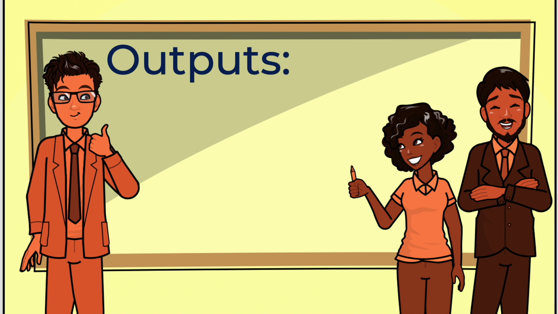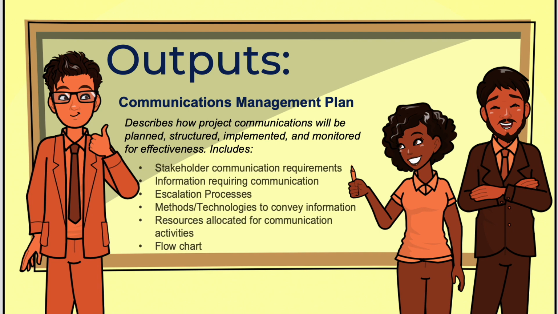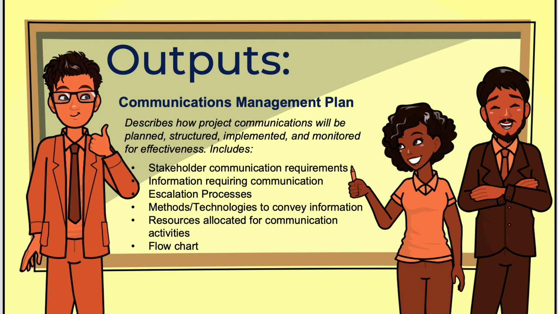One of the main outputs of plan communications management is the Communications Management Plan, which describes how project communications will be planned, structured, implemented, and monitored for effectiveness. It includes things such as stakeholder communication requirements, information to be communicated, including language and format, the escalation processes, methods or technologies used to convey information such as memos, emails, and press releases, how resources will be allocated for communication activities, and flowcharts of the information flow in the project.